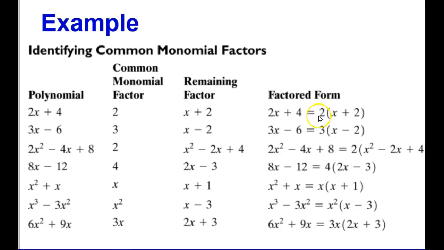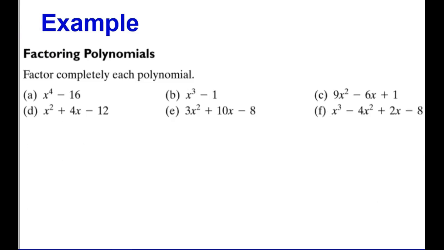I can do that with numbers and also with variables. So you see here I have x squared plus x. Well, they both have an x, so I can pull that x out front, and I'm left with the rest. Okay. So some of these should look very familiar to some of the rules that we looked at before.